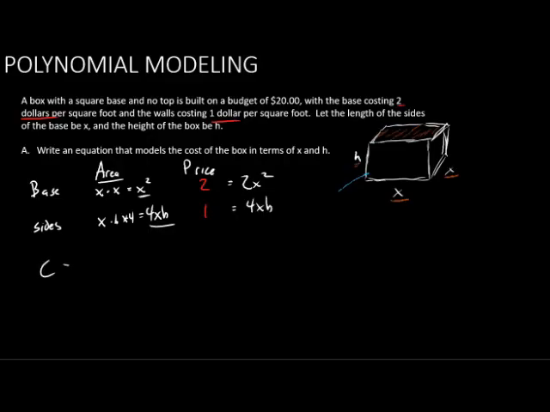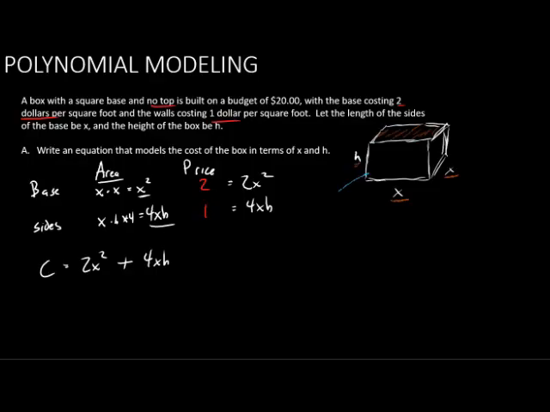Therefore, we'll say the cost is equal to 2x squared for the base, added to 4xh for the sides, and since there's no top, we don't have to include it, because this box, as stated in the first line, does not have a top, so that won't cost us anything.